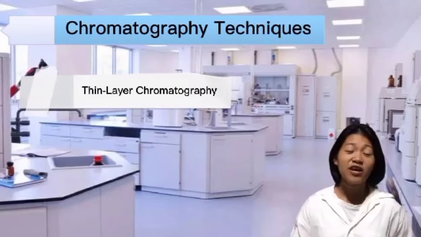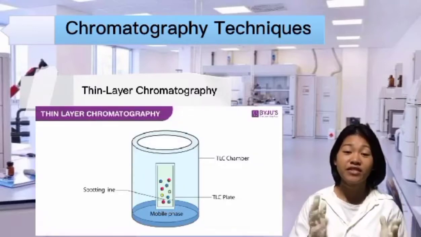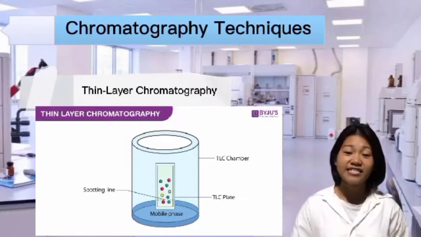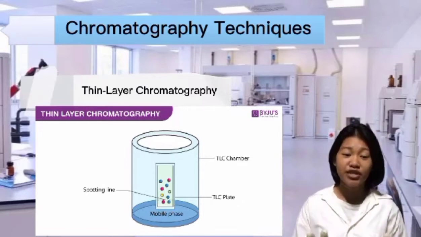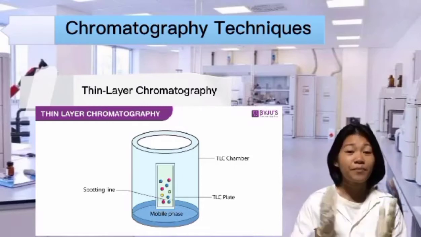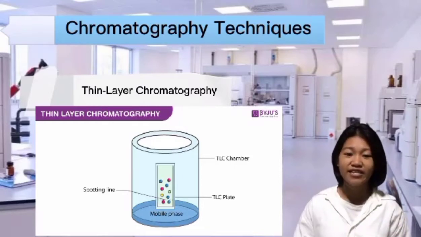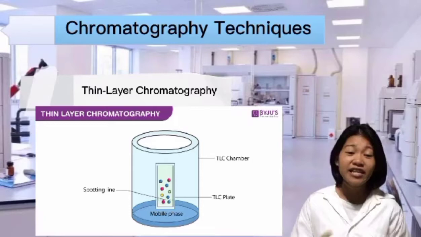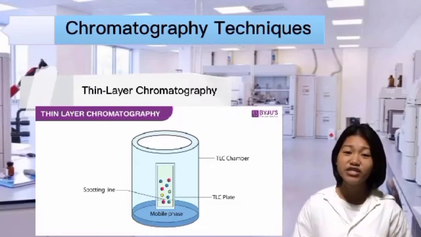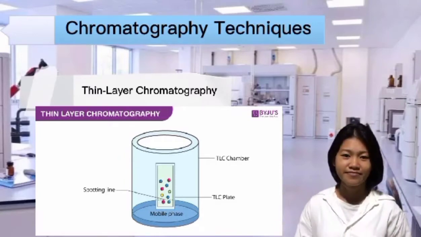Thin layer chromatography uses an absorbent material on flat glass or plastic plates. This is a simple and rapid method to check the purity of an organic compound. It is used to detect pesticide or insecticide residues in food. Thin layer chromatography is also used in forensics to analyze the dye composition of fibers.